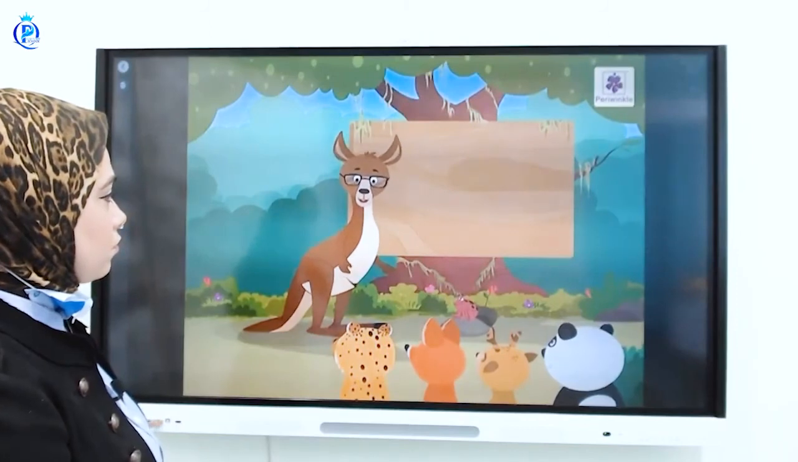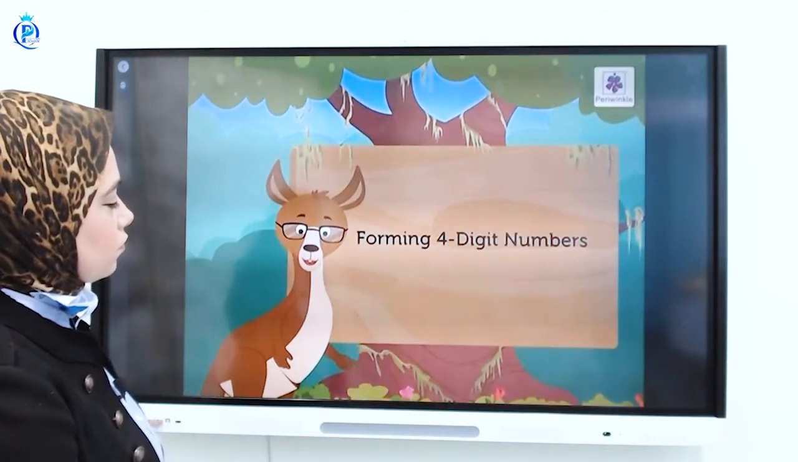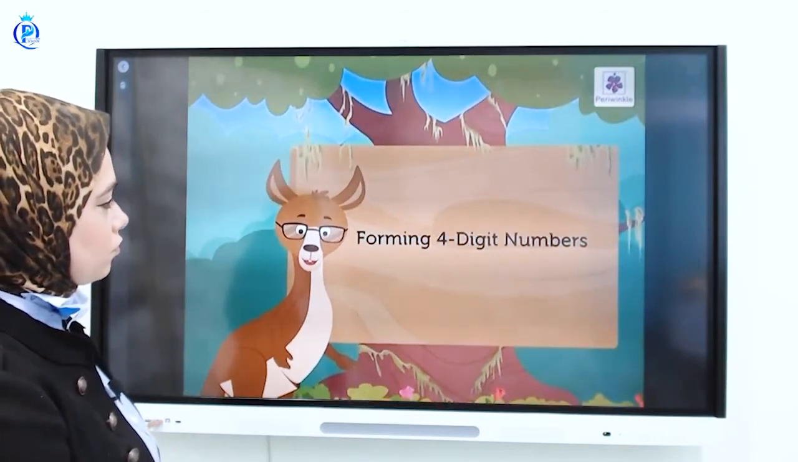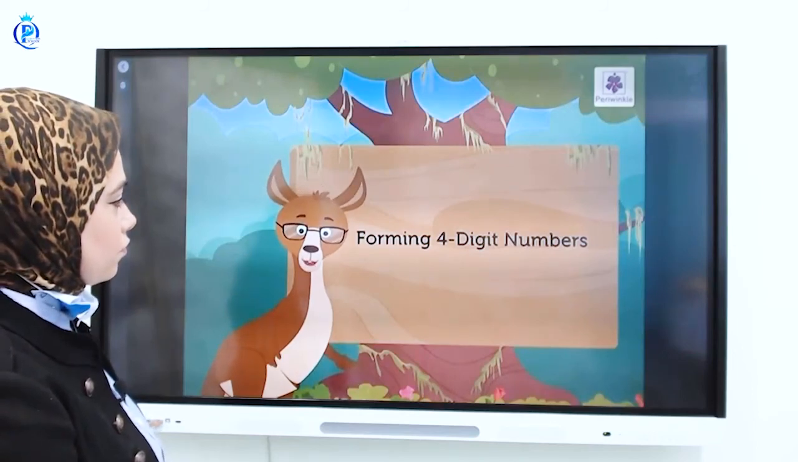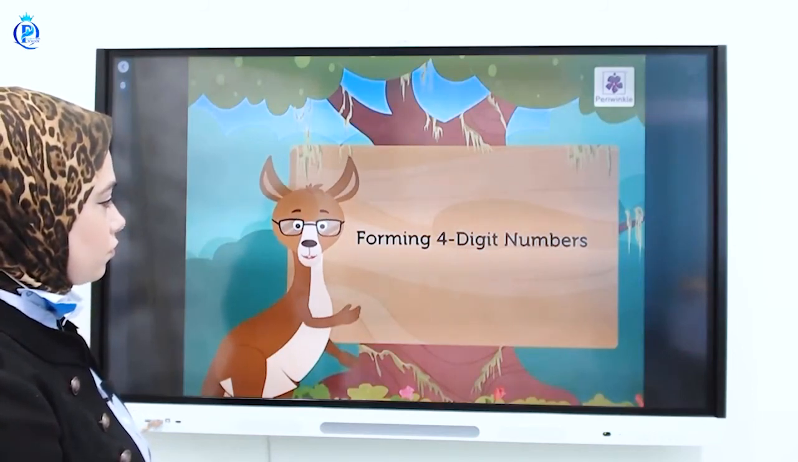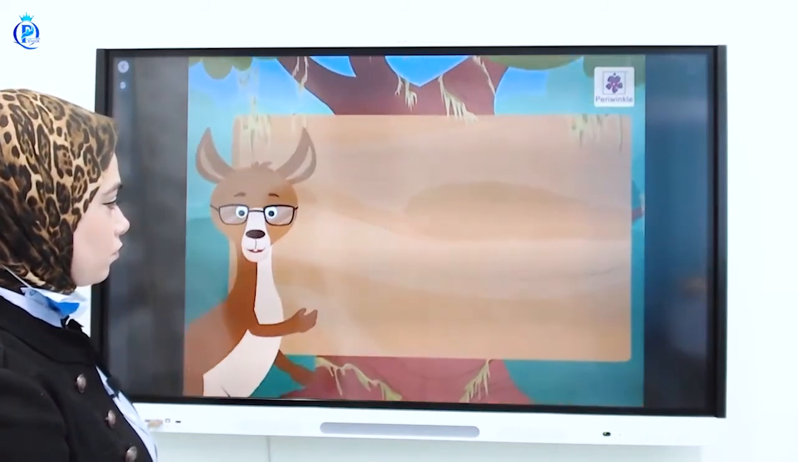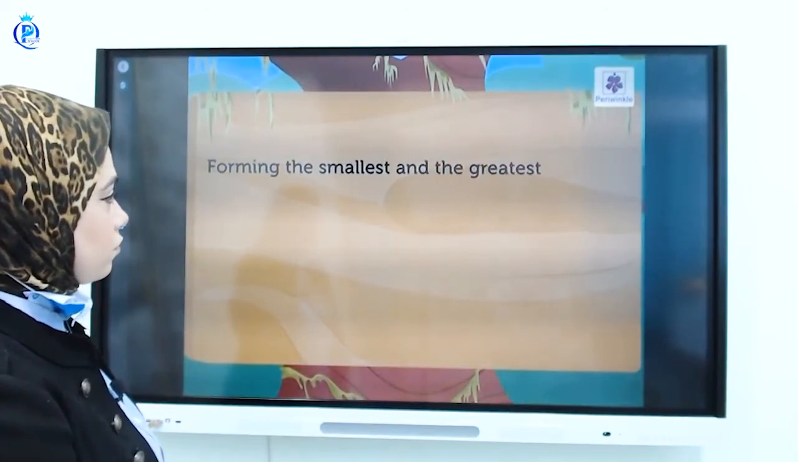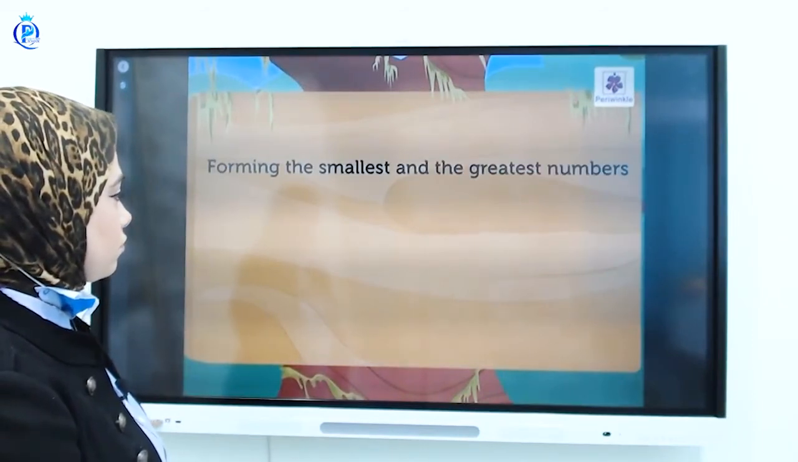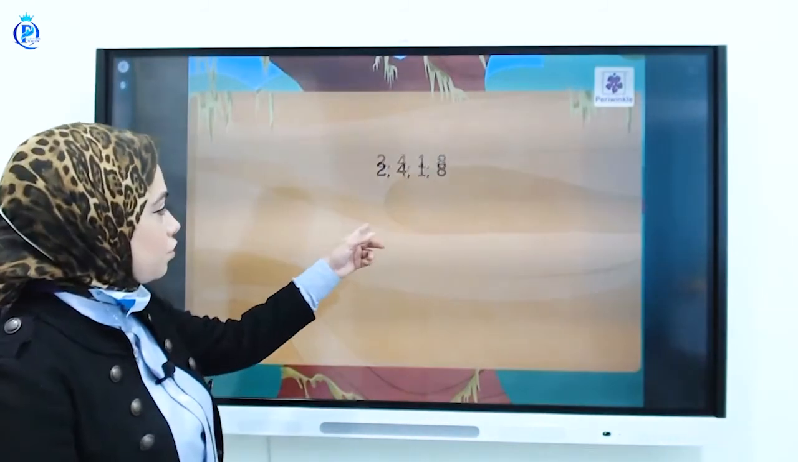Hey, look, Caddy the kangaroo is going to teach us how to form 4-digit numbers. Hello kids, today I will teach you how to form numbers with a given set of digits. First, we will learn how to form the smallest and the greatest numbers. Let us take the digits 2, 4, 1, 8.